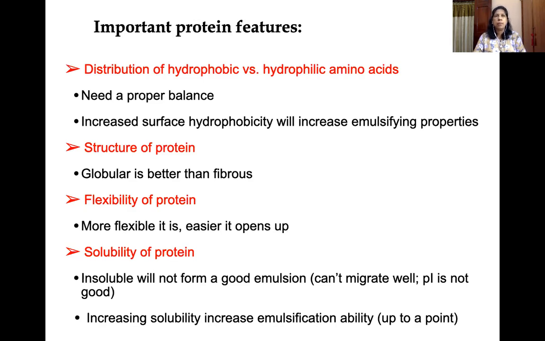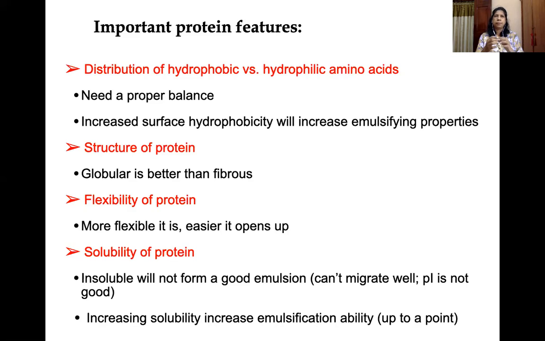Because you know that there are a lot of proteins: plant protein, milk protein, meat protein, fish protein, gelatin, a lot of things. But as emulsifiers, we are not using all types of protein, but special proteins, because those have the proper balance. Increased surface hydrophobicity will increase emulsifying properties. So if the protein has surface hydrophobicity, that increases emulsifying properties.